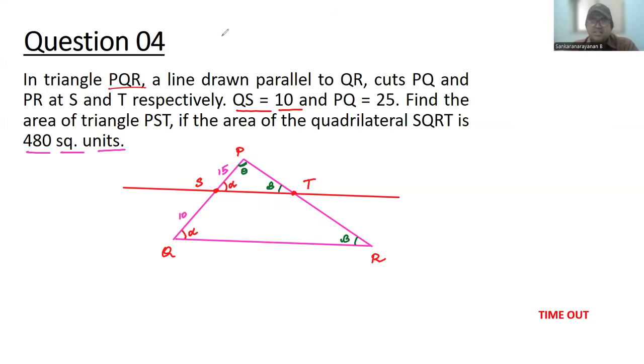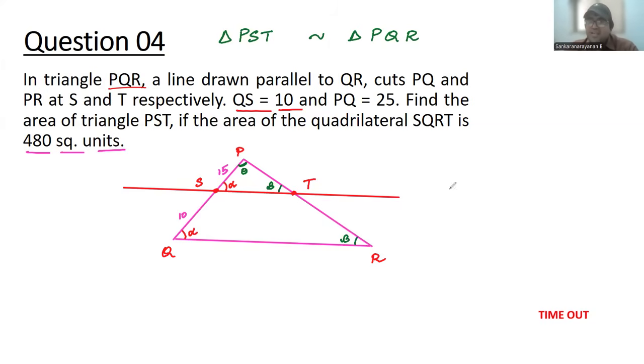And look at the two triangles. Triangle PST will be similar to triangle PQR. Yes or no? Because angle P is angle P. Angle S and angle Q are one and the same. In the same way, angle T and angle R are one and the same. So using the AA similarity concept, can I not say that triangle PST and triangle PQR are similar?